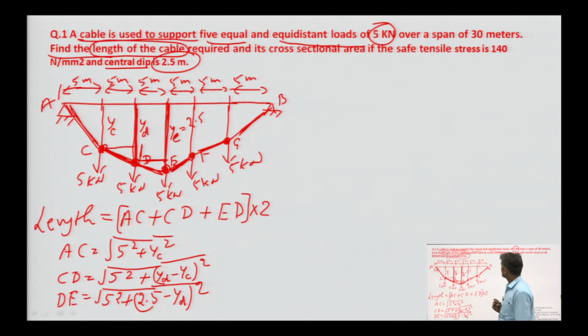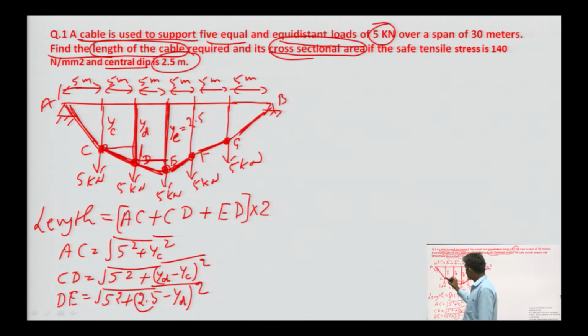After calculating its length, what else do we need to calculate here? Find the length of the cable required and its cross sectional area. The next thing is to calculate the cross sectional area, if the safe tensile stress is 140 Newton per mm square. Let us first calculate the length of the cable.